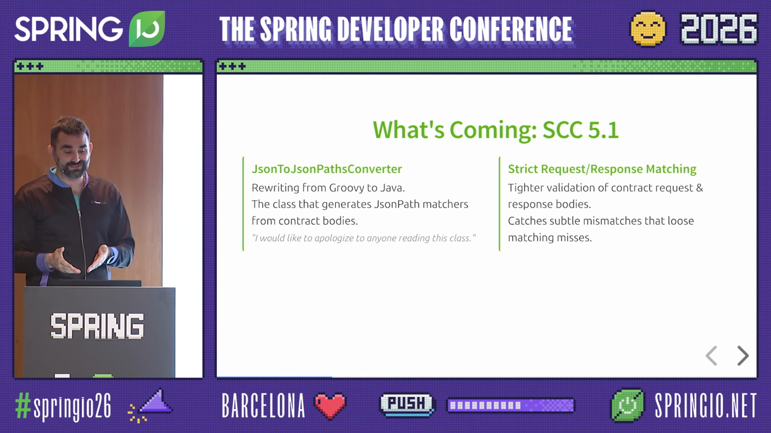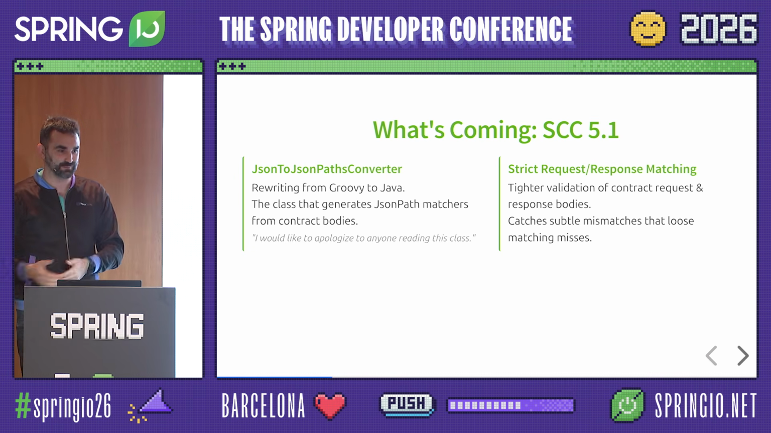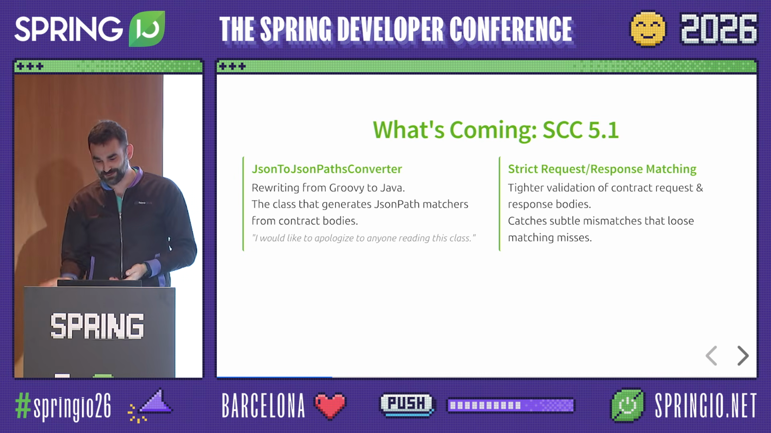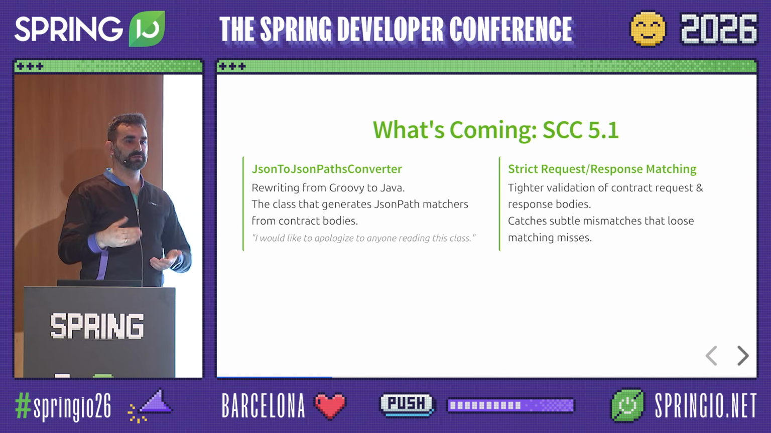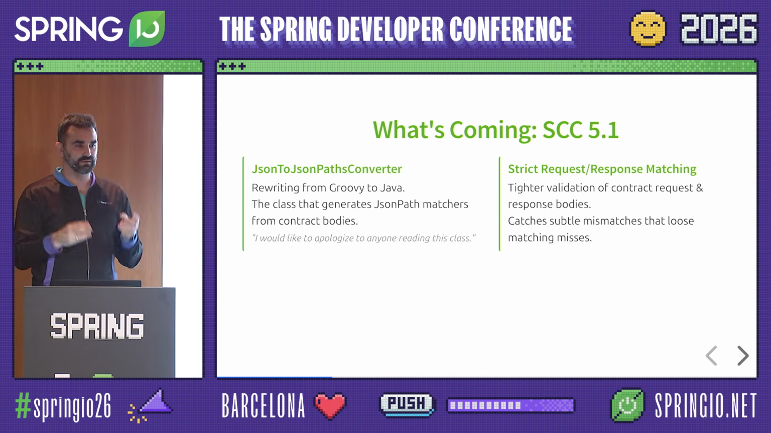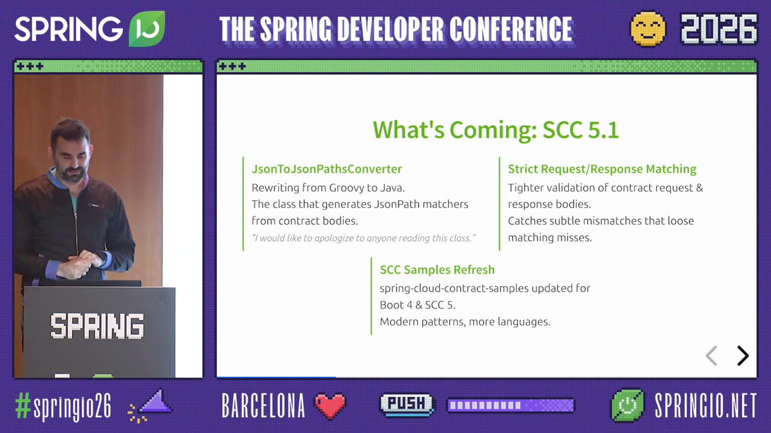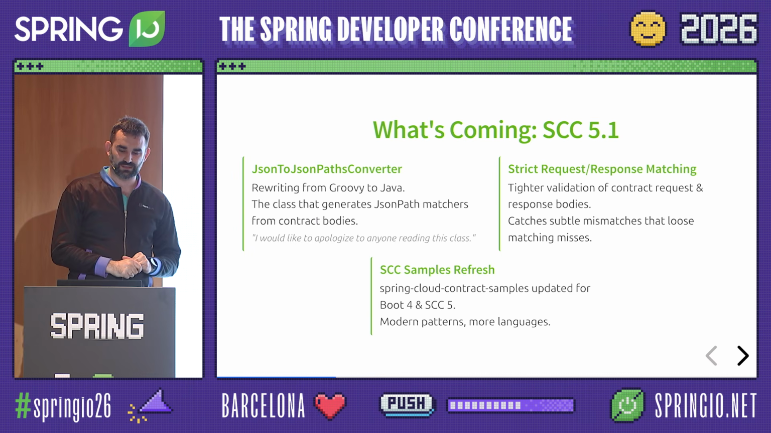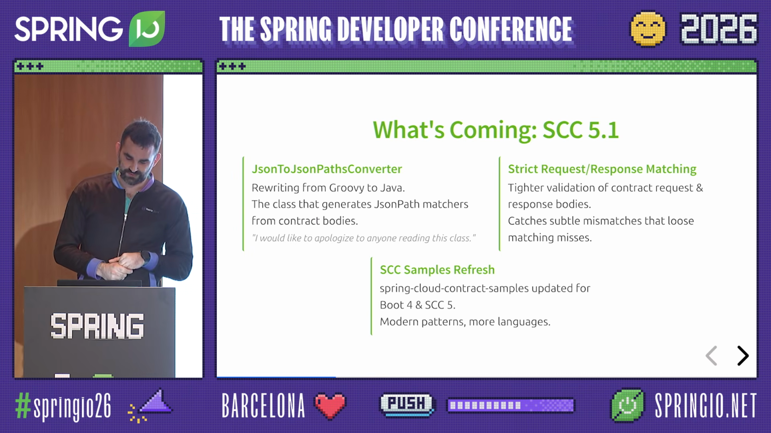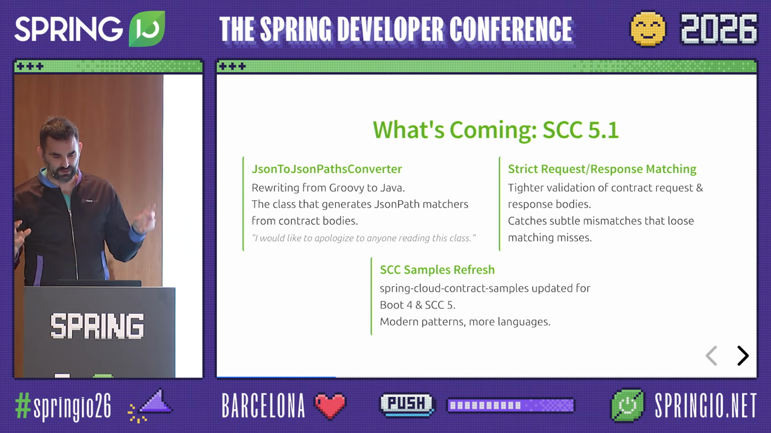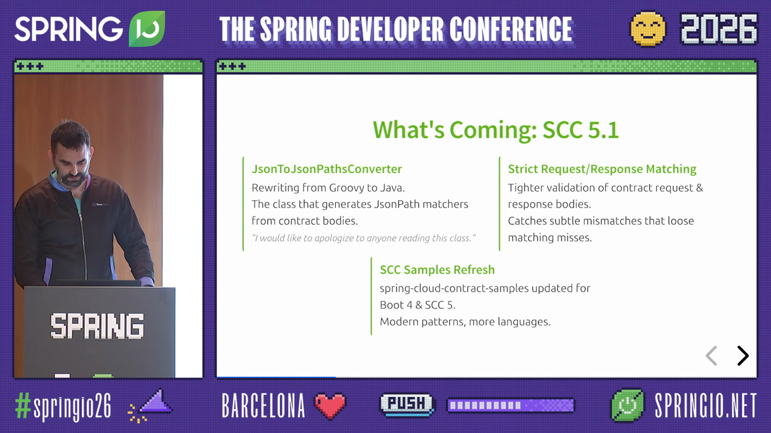But the prerequisite was to fix the JSON to JSON paths converter to even think about doing this. So when I did the first one, I managed to do the second one as well. So it will be an option to turn on the feature of generating the strict assertions. And we have a gigantic Spring Cloud Contract samples repository. I updated it for Boot 4 and Spring Cloud Contract 5. I need to do a lot of cleanup there because there's, I don't know, 50, 60 projects out there.